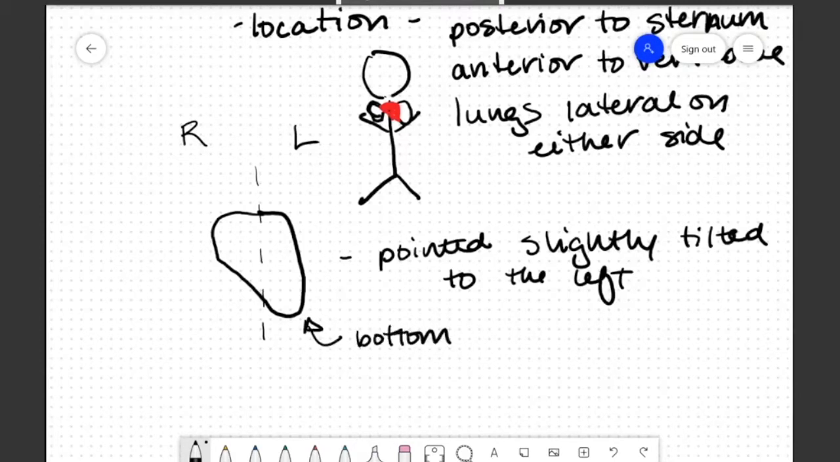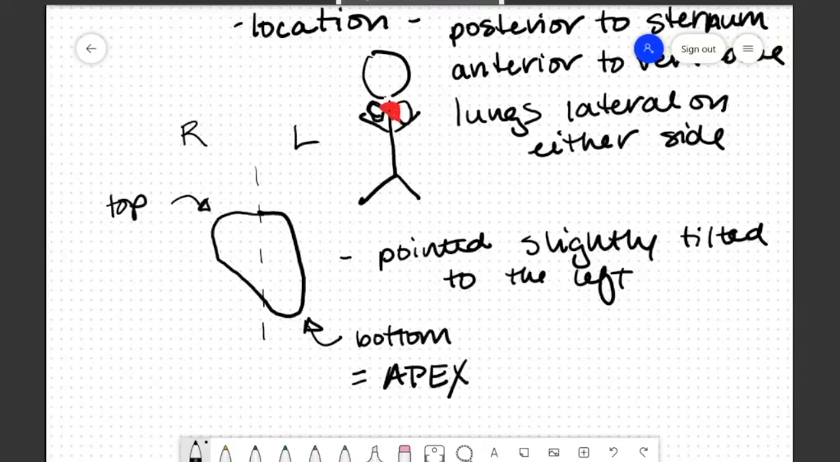And then this will be considered the top. This is the anterior part, and this is the posterior part. The bottom will be called the apex. And this is a very important term. We'll talk about the apex of the heart. It's talking about the bottom pointed part of the heart.